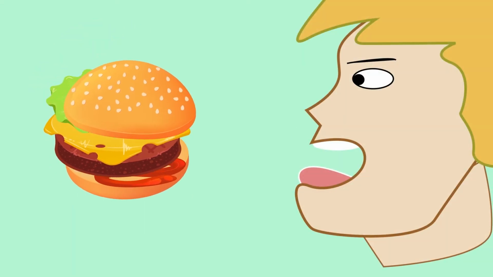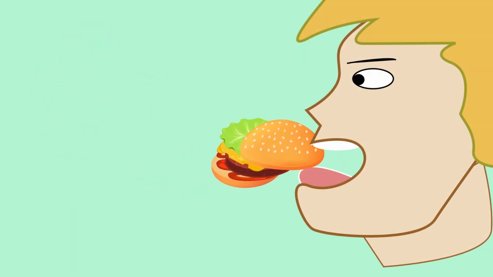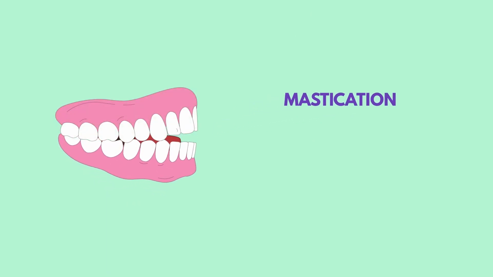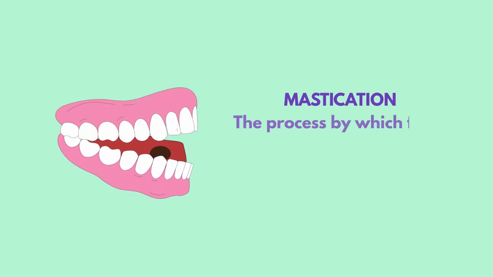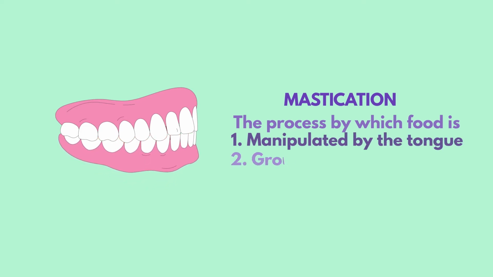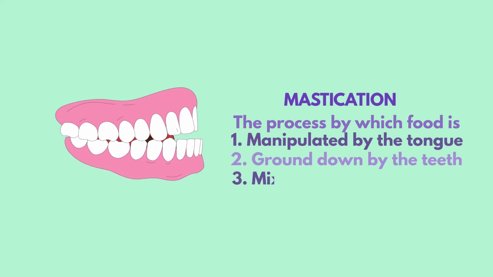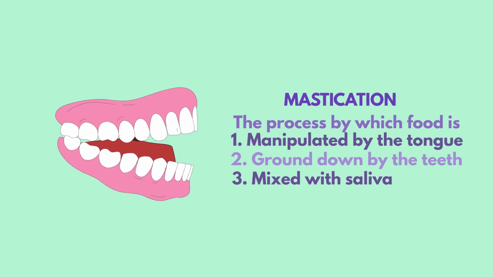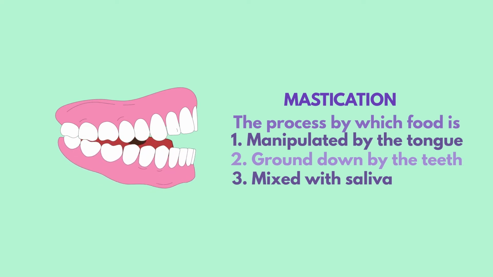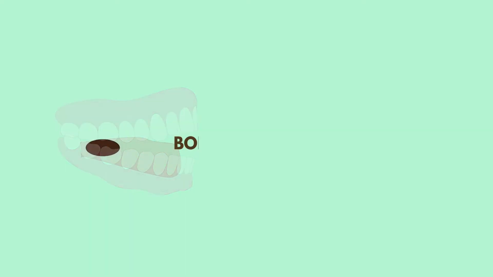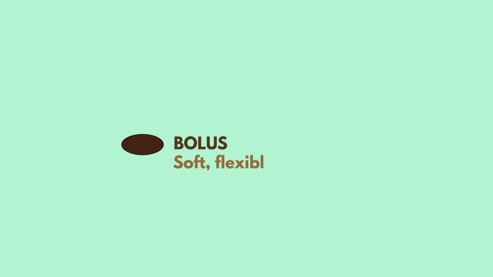Upon entering the mouth, the cheeseburger is masticated or chewed by the teeth. This form of mechanical digestion is so important because it is the process by which food is manipulated by the tongue, ground down by the teeth, and mixed with saliva. Altogether, mastication breaks the food down into small, soft pieces of food, collectively referred to as a bolus, which is a soft, flexible food mass, which can then be easily swallowed.